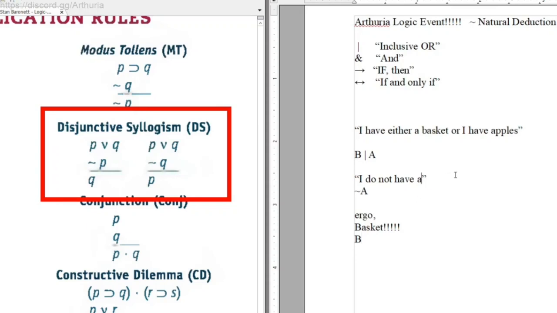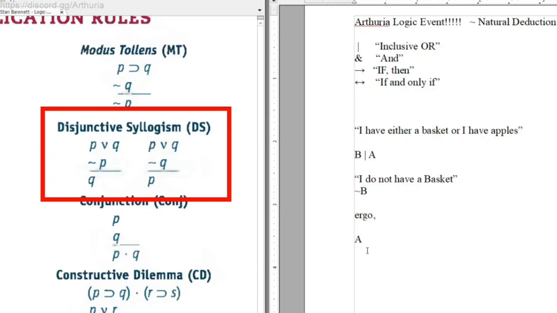Well, if I told you that I do not have a basket, so not B, I can conclude that I have apples. And then you can say, how do you like them apples? Exactly. That's one of the reasons I use the apples and basket example, and it has nothing to do with them working with the first 2 letters of the alphabet. Nice. I like them apples.